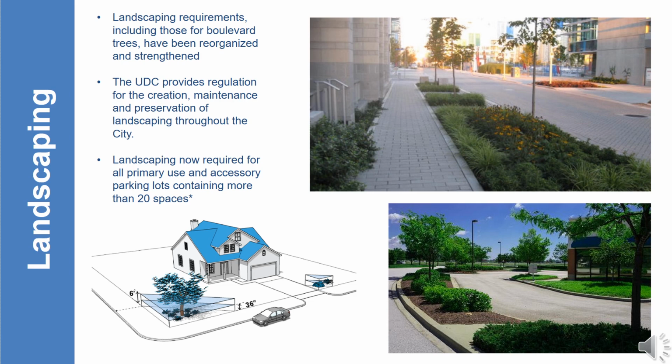The purpose of the landscaping ordinance is to improve Rochester's vegetated environment, foster aesthetically pleasing development, and protect Rochester's existing vegetation and biodiversity. The landscaping requirements, including those for boulevard trees, have been reorganized and strengthened. The Unified Development Code provides regulation for the creation, maintenance, and preservation of landscaping throughout the city.